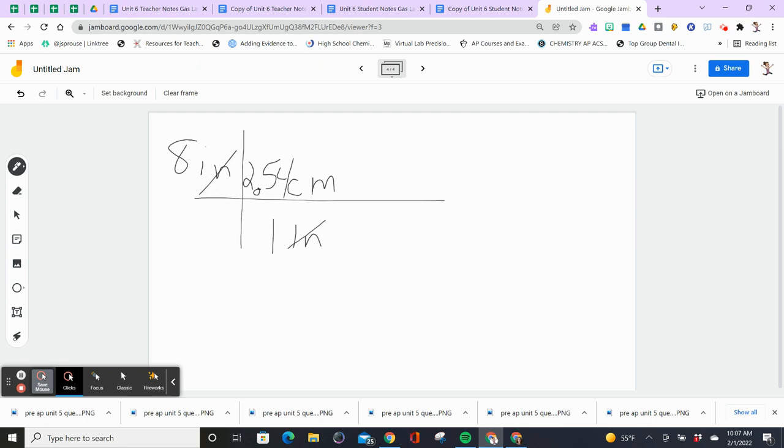You put it so that the inches cancel out. Then you're going to multiply across the top, divide by what's on the bottom. So 8 times 2.54 gives me 20.32. Okay? All right.